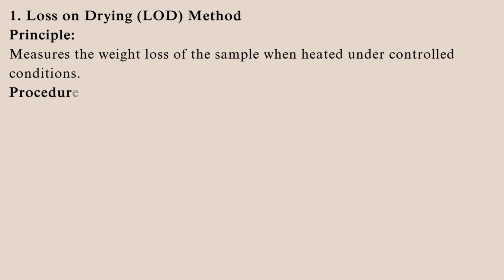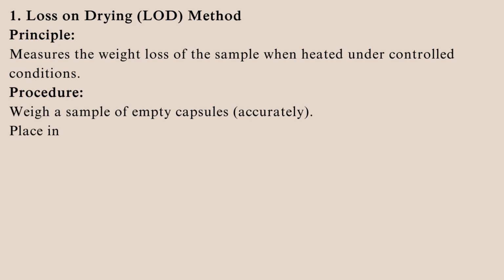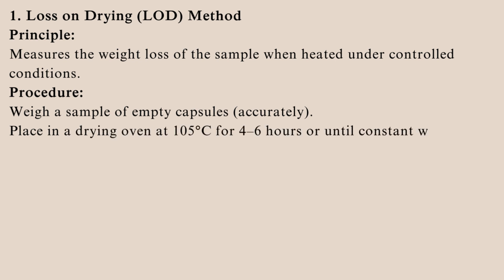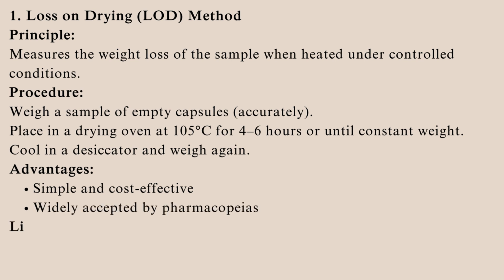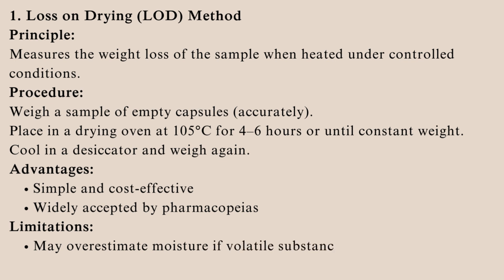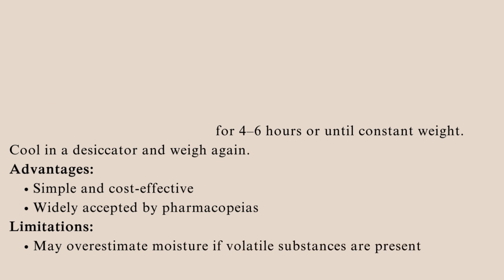Procedure: weigh a sample of empty capsules accurately. Place in a drying oven at 105 degrees Celsius for 4 to 6 hours or until constant weight. Cool in a desiccator and weigh again. Advantages: simple and cost-effective. Widely accepted by pharmacopeias. Limitations: may overestimate moisture if volatile substances are present.